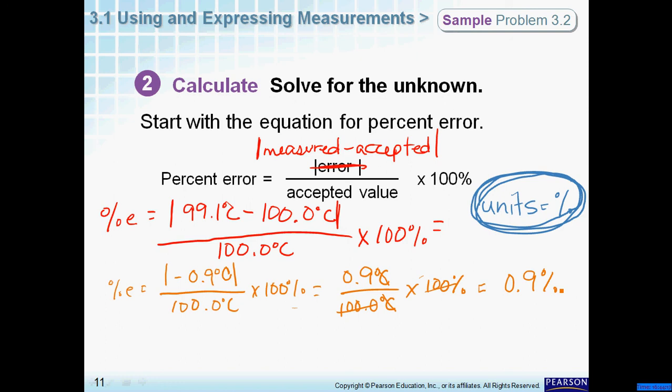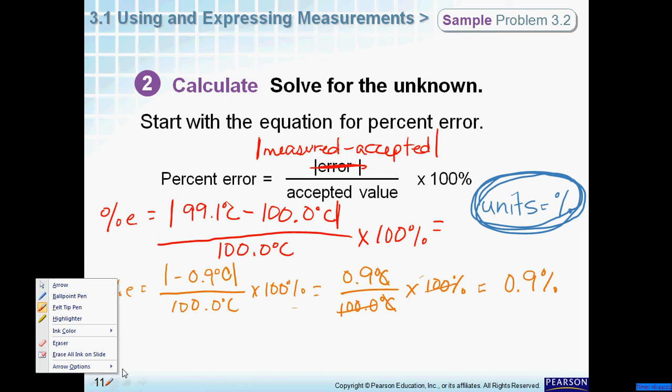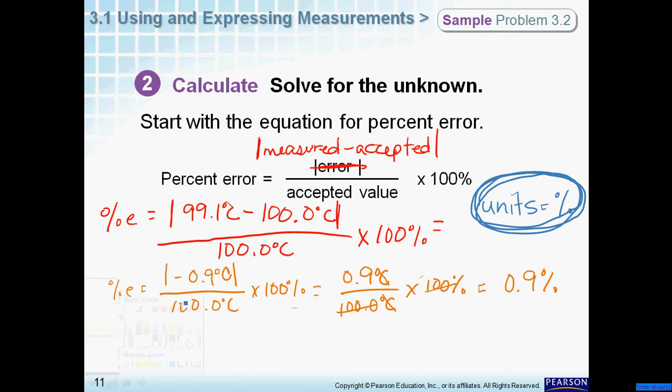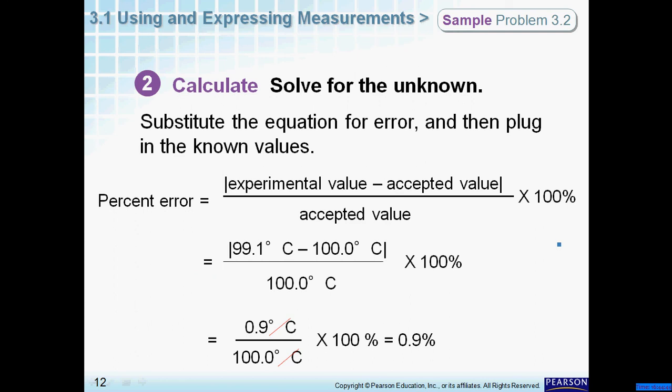If we take a look at significant figures, have we learned that yet? No, I don't think we have. Never mind, we can ignore significant figures for now. We'll come back to that when we know sig figs. But for now, what's the percent error in this problem? 0.9%. And here's another version of that, basically the same thing that we just did, all written out, but 0.9% is our answer.